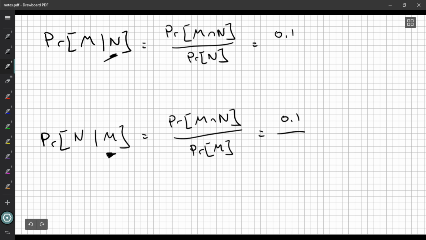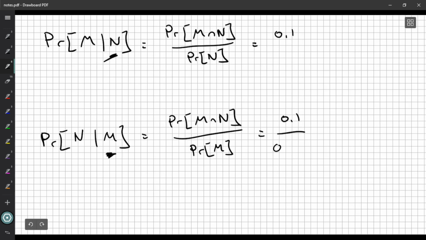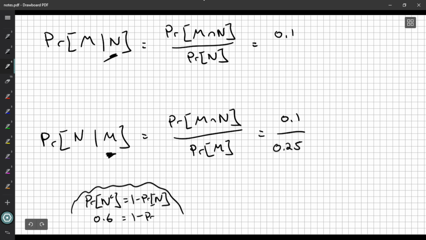Now, we also are told the probability of m is 0.25. We don't have the probability for n, but we do have n complement. So we put in the probability for m. The probability for n, however, we're going to just work out off on the side. N complement has a probability 1 minus the probability of n. Okay, so what do you have to subtract from 1 to get 0.6? 0.4.